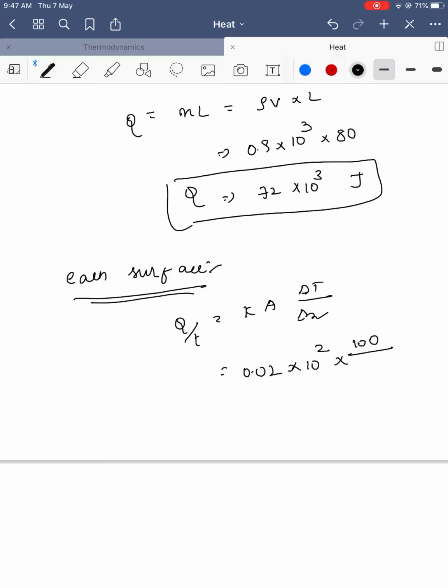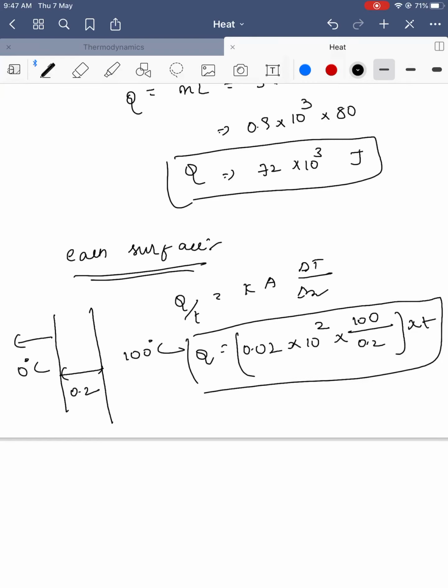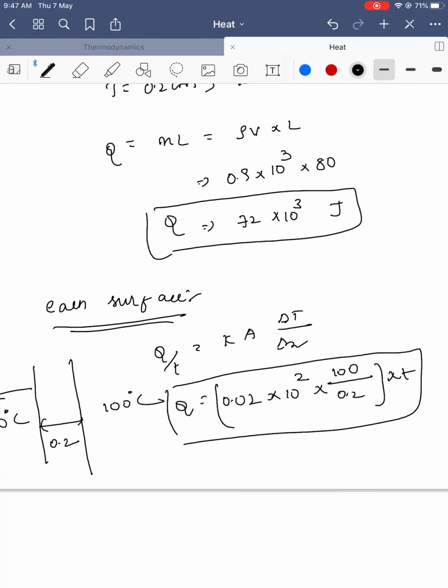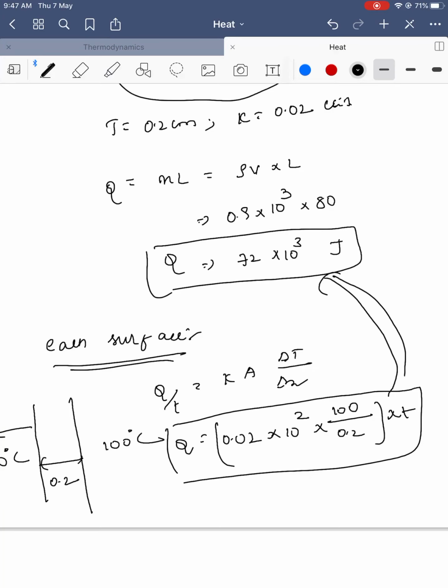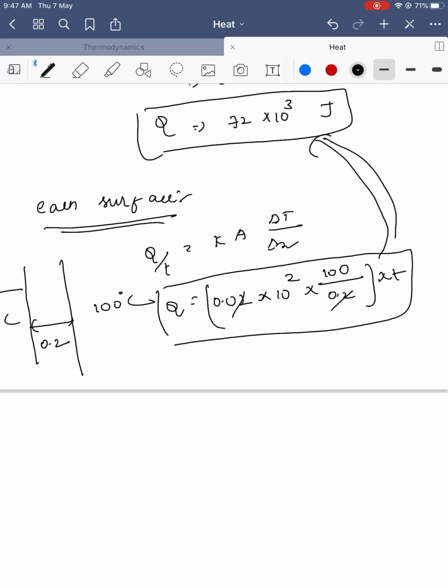Now what is our material here? The wall. If you draw the wall, here is 100 degree Celsius, and here the thickness is how much? 0.2. Here is 0 degree Celsius. How much heat is transferred? Q is equal to this value, with delta X equal to 0.2, into time T. This heat should match the other Q, so that the ice can melt. So 2 gets cancelled, 10 square gets cancelled, and if you simplify further, this is from one side.